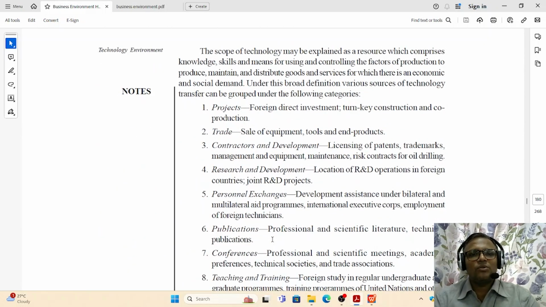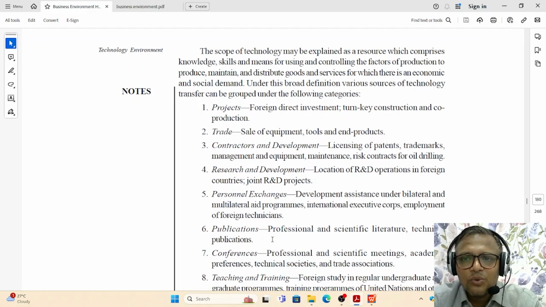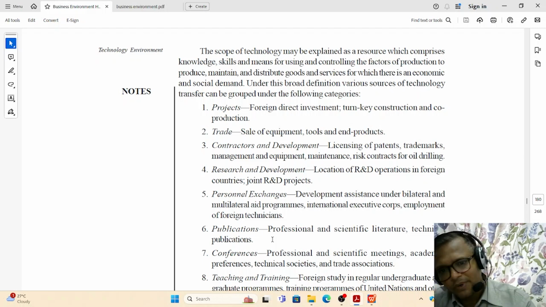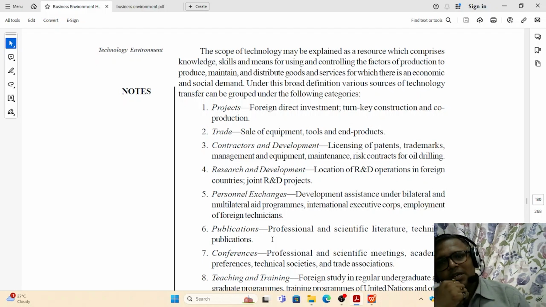Now, the scope of technology can be explained as the resource which comprises knowledge, skills, and means of controlling the factors of production and producing, maintaining, and distributing goods and services for which there is an economic and social demand. Under this broad definition, various sources of technology transfer can be grouped under the following categories. The first is projects: foreign direct investment, turnkey constructions, and co-productions. Second is trade: the sales of equipment, tools, and end products. Third is contracts and development: the licensing of patents, trademarks, management, and equipment maintenance, and risk contracts for oil drilling.